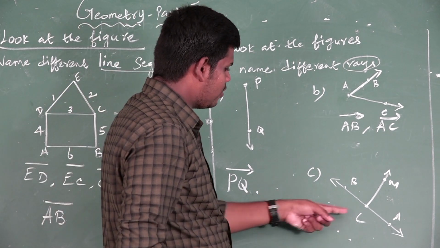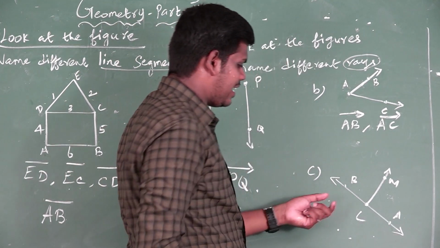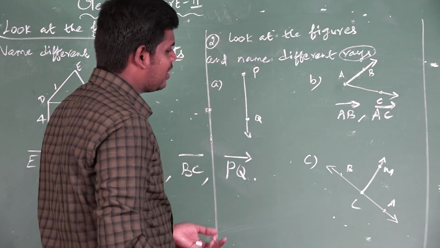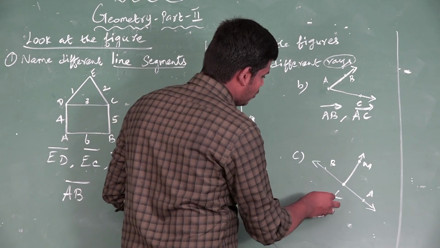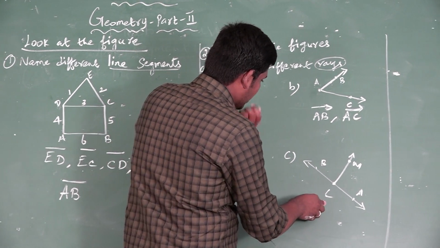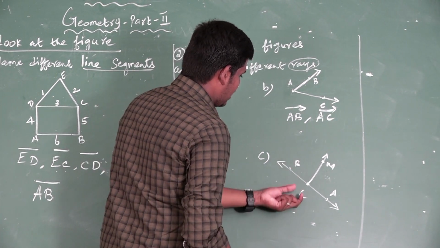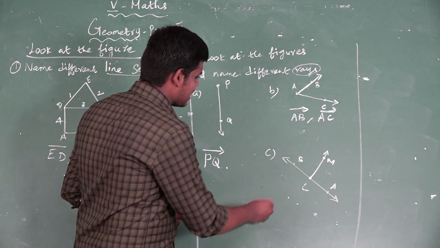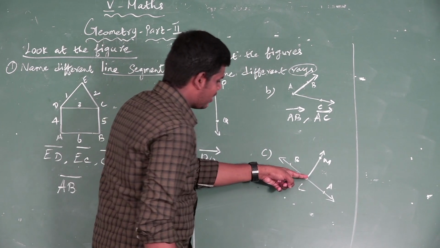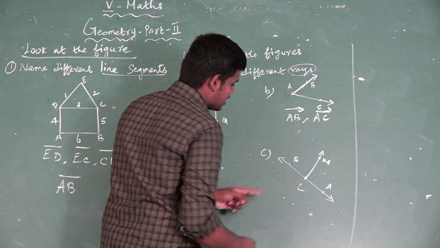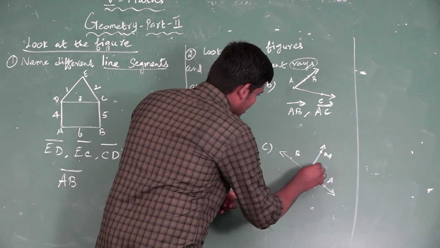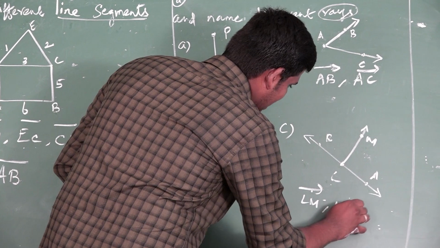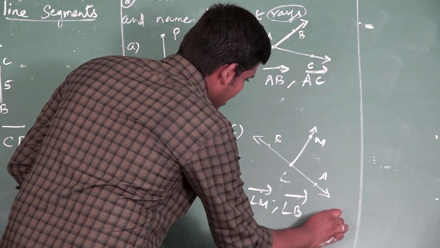Here the middle point where they meet at the center is called the vertex. Listen, all of you. Here two rays are given, so we consider L and B. Look at the figure. Here there are different rays. The initial point is L, the center point where they meet is the vertex. So LM is one ray, LB is another ray, and LA is another ray.